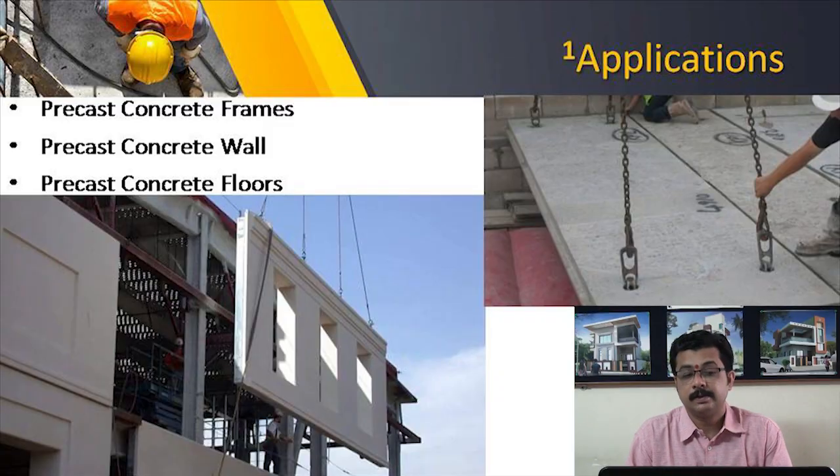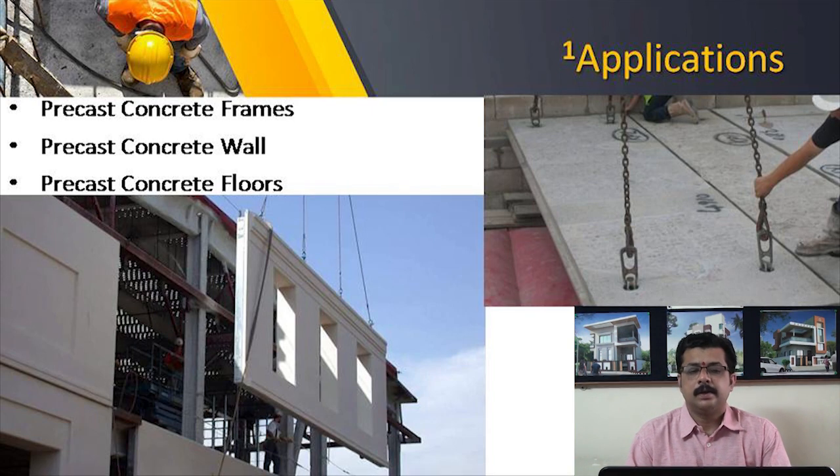Okay, the molds which are available after casting are washed, cleaned, and again made ready for concrete placement. In this way, this flowchart depicts the step-by-step process which we adopt for the manufacturing of precast concrete elements. The next is application of precast concrete elements or precast concrete technology.